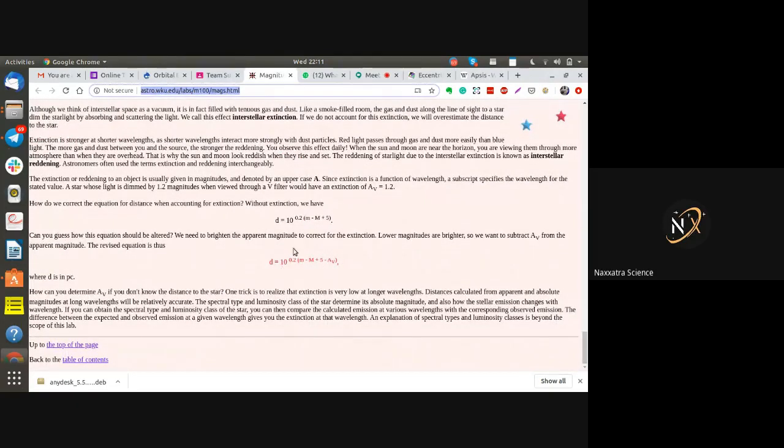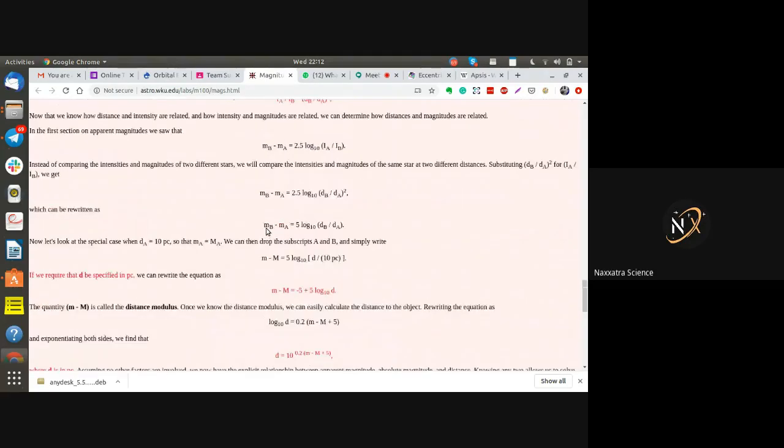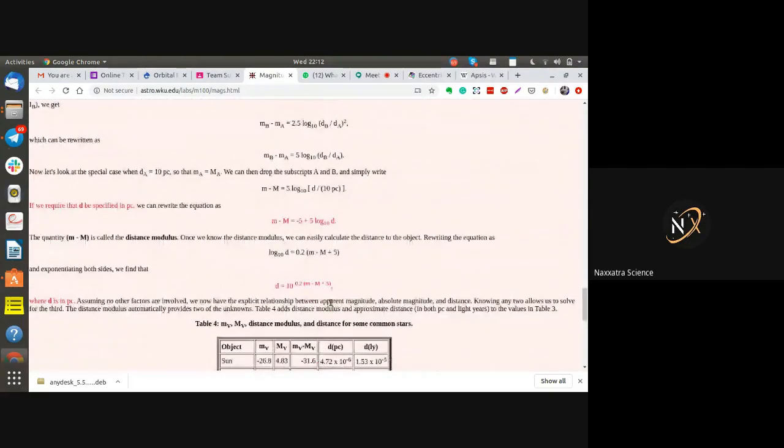D is equal to 10 power. So this actually relates distance to magnitudes. To get here, D is equal to 10 to the power 0.2 into (m minus capital M plus 5). So what are the equations you have to go through to get here? This is the most important one.